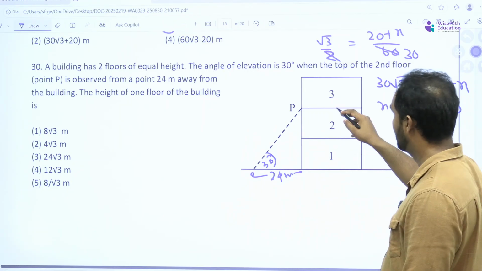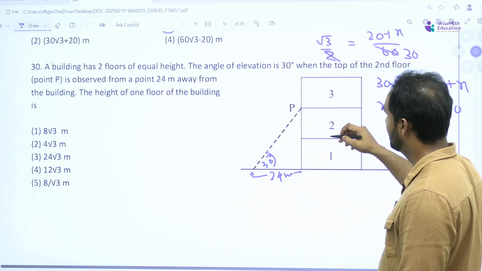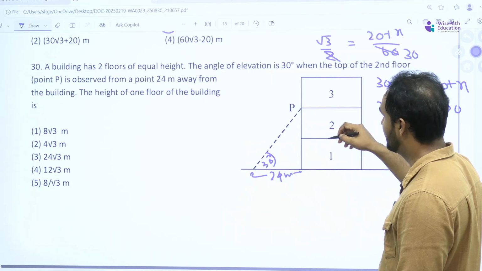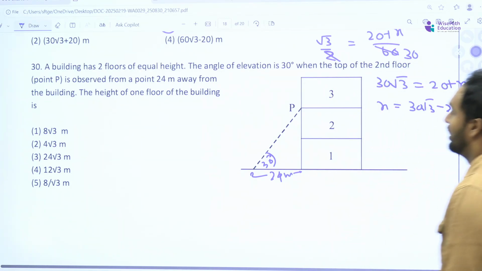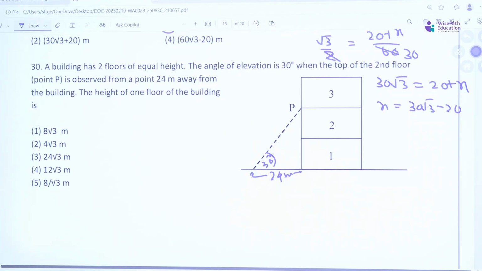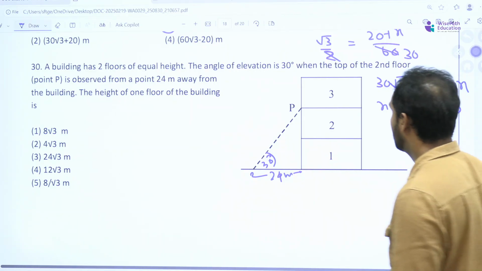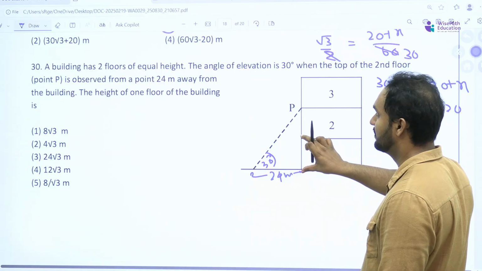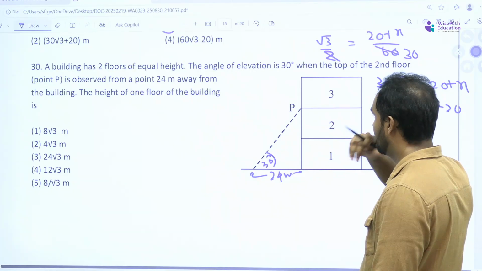the second floor. So this is the first floor, this is the second floor, this is the ground. Take it that way. When the top of the second floor is observed from 24 meters away from the building, what is the height of one floor of the building? They are asking for this height. So you have to find this height. So half of that, isn't it?